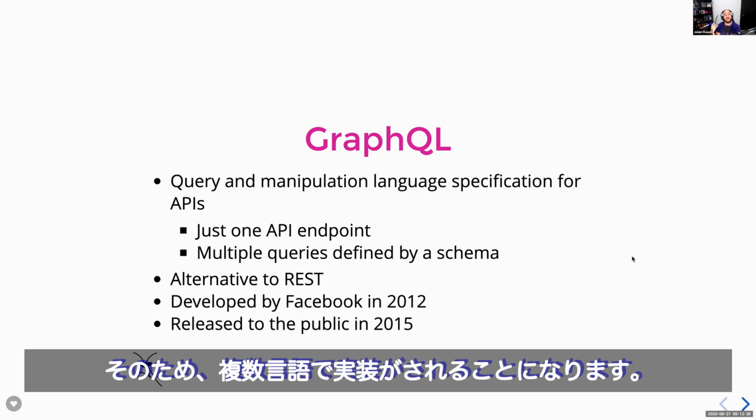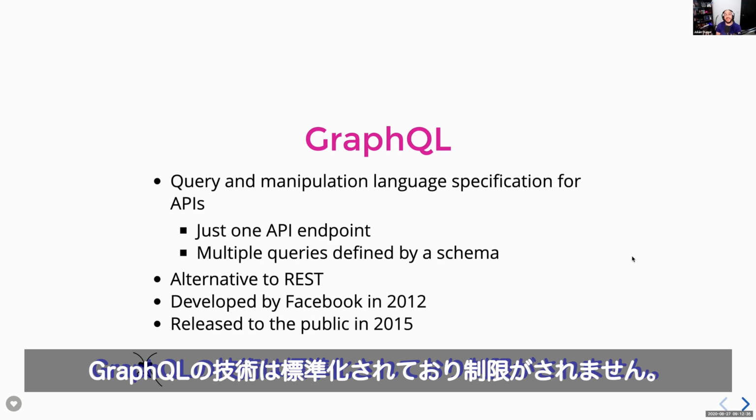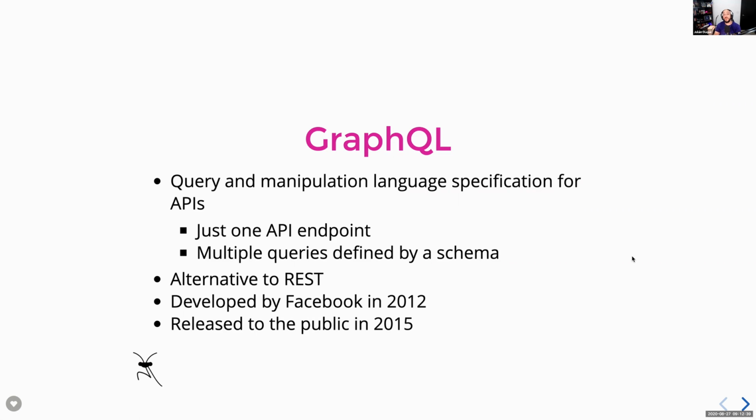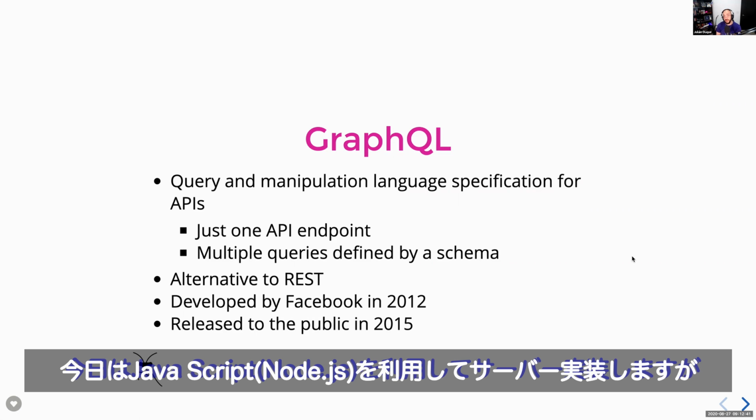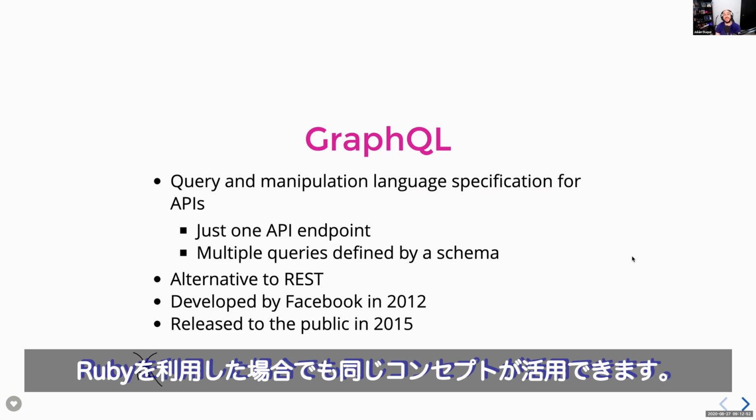You can find GraphQL implementations for Java, for Ruby, for Python, for Go. So the technology here is not going to be any limitation. GraphQL is going to be just the standard. Today, we are going to be using JavaScript, or more specifically Node.js, to create a GraphQL server, but the same concepts apply to the other different languages. So if you are using Ruby, the same concepts are going to apply if you are going to try to create a GraphQL implementation in Ruby.